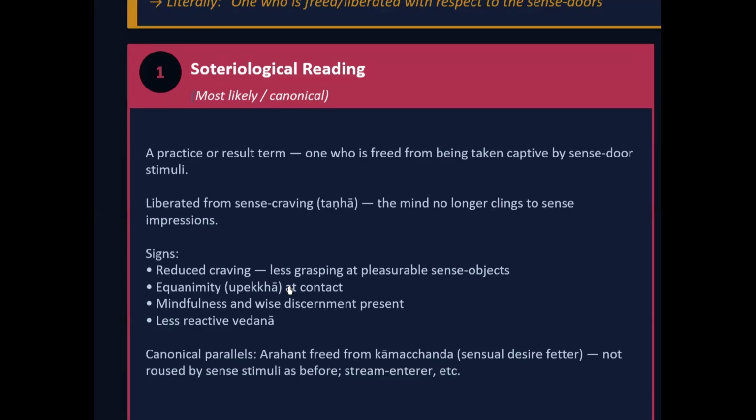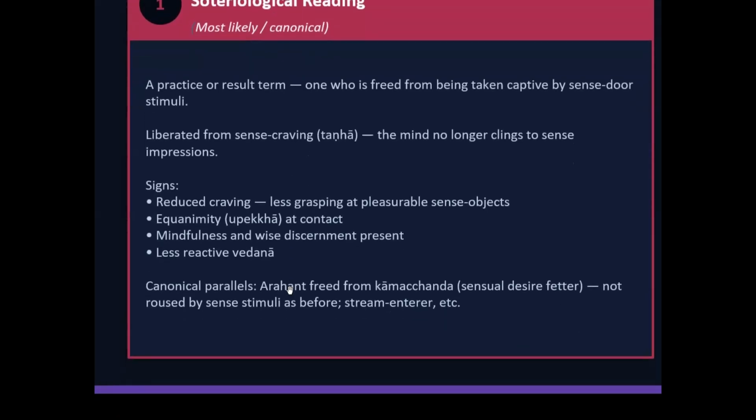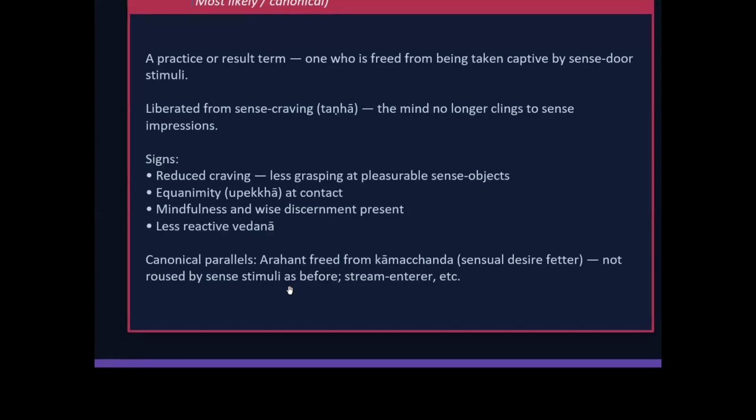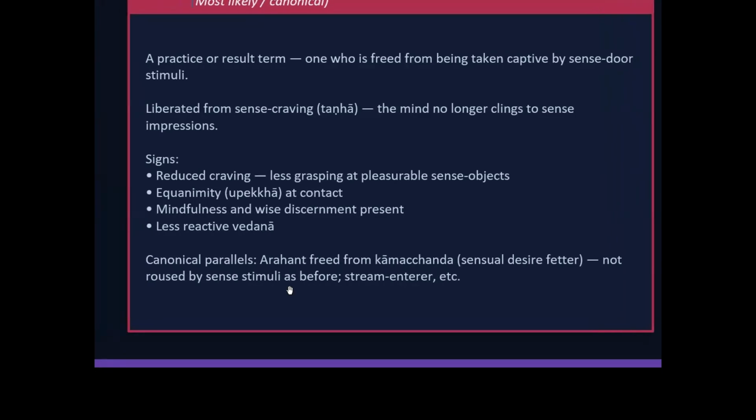So as a practicing monk, you must have reduced craving, equanimity, upekha, and contact. This is another thing we do in practice. We need to have equanimity, mindfulness, and wise discernment present, and be less reactive. To say it in a technical text, they say the Arahant is free from kama chanda, sensual desire, not disturbed by sense stimuli as before.